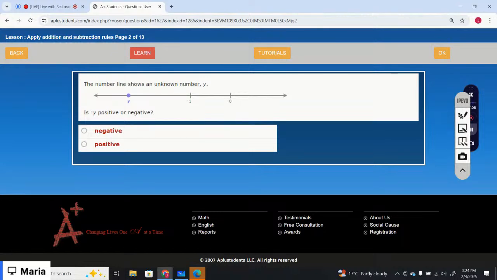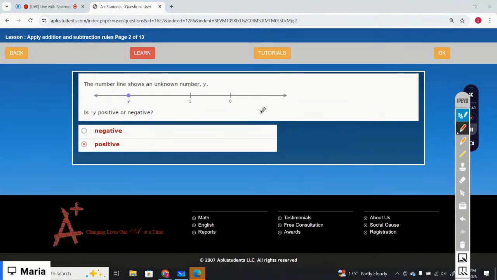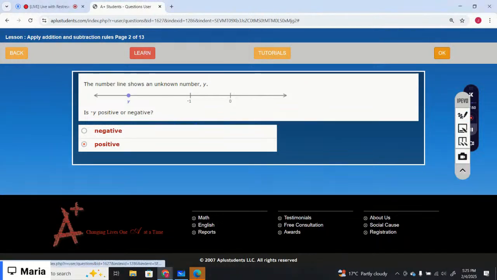The number line shows an unknown number Y. Is negative Y positive or negative? So Y is a negative number because it is on the left hand side of zero. So negative Y, that is negative. Option number 1 is the correct option. Sorry, positive. Because Y is already a negative number, right? Because that is on the left hand side, and then you multiply it with another negative sign. So that is positive. Option number 2 is the correct option. Got it?